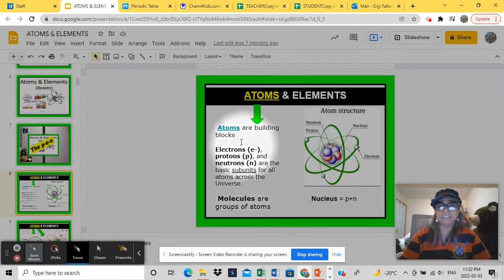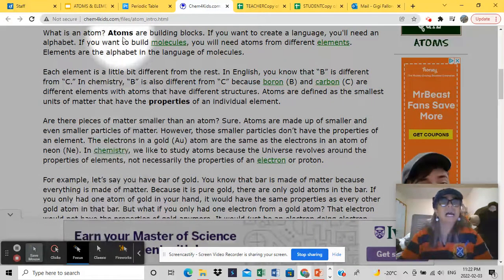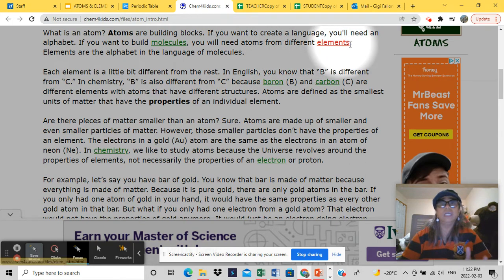First things first, we know that atoms, what are atoms? These are the building blocks. Yeah, atoms are building blocks. If you want to create a language, you'll need an alphabet. And if you want to build molecules, you will need atoms from different elements. And elements are the alphabet in the language of molecules.